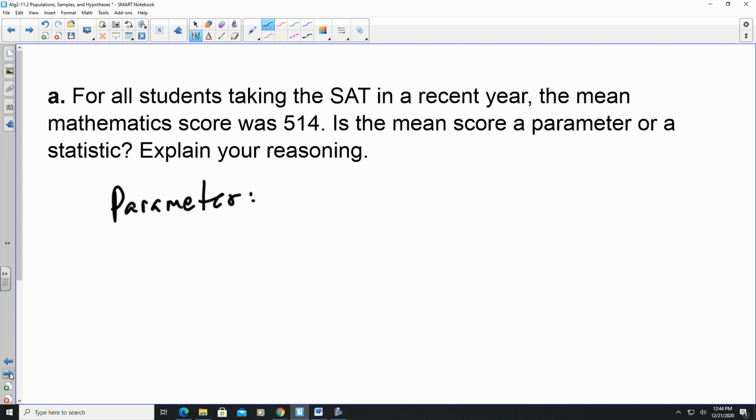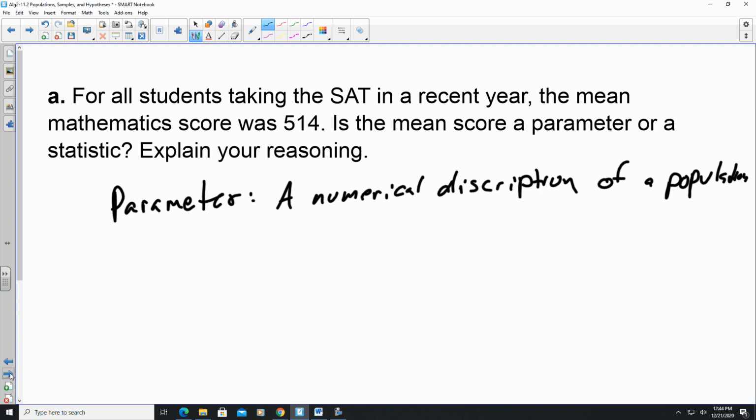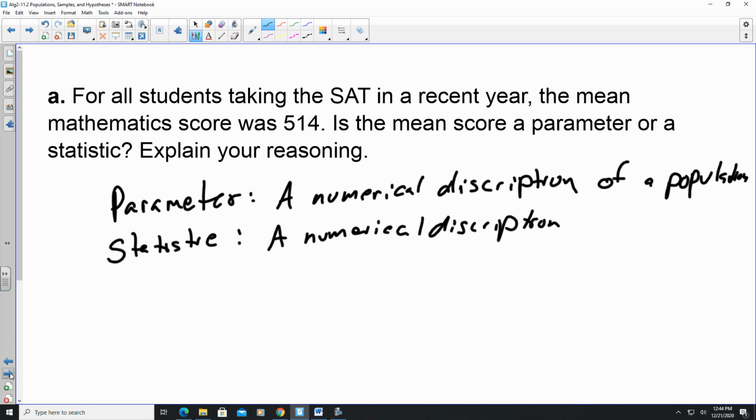By definition, a parameter is a numerical description of a population. And a statistic is a numerical description of a sample.